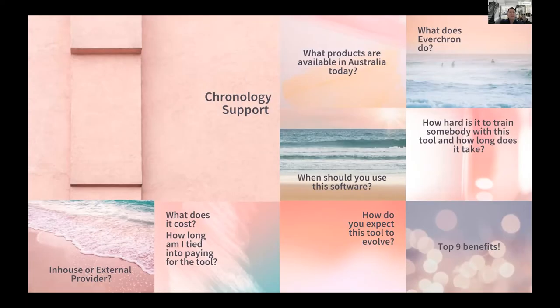So Sam, we're going to talk now about chronology support. Could you run us through what products are available in Australia today? Yeah, sure. So there are really only 3 tools that we're aware of right now that lawyers are using for chronology building, which are Microsoft Word, Microsoft Excel, and Evercron. So Evercron really adds quite a bit of benefit to the chronology building process, and we're going to be demonstrating that as part of the Techie Tuesday series for the CLI in June this year. But if anyone's interested in seeing it beforehand, just reach out and we can organize a session. Sounds fantastic. Looking forward to that one.